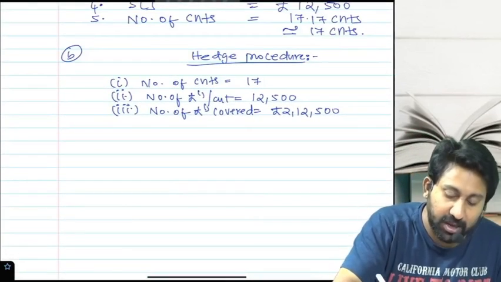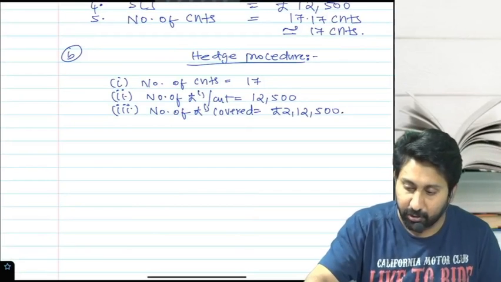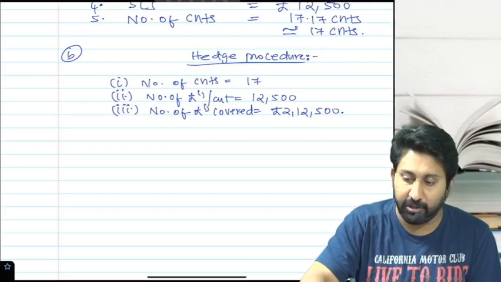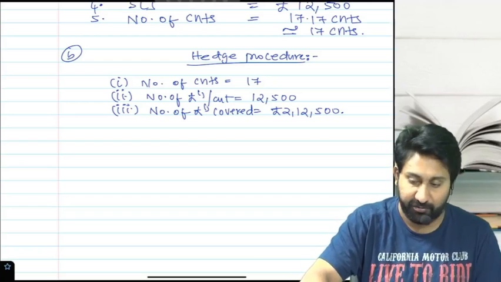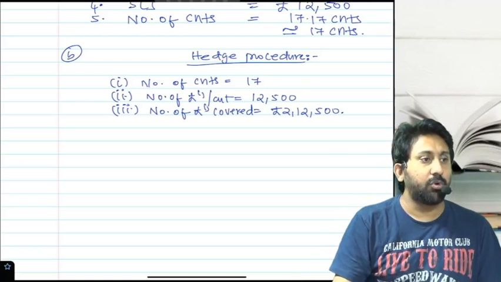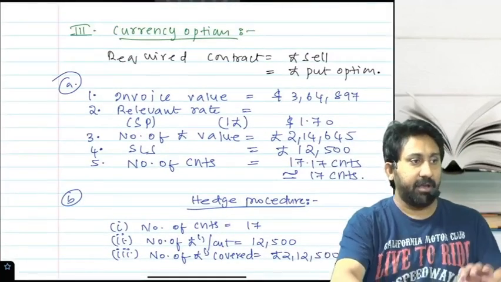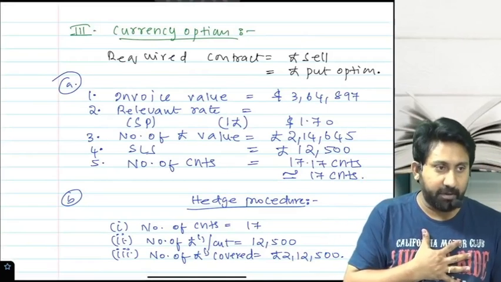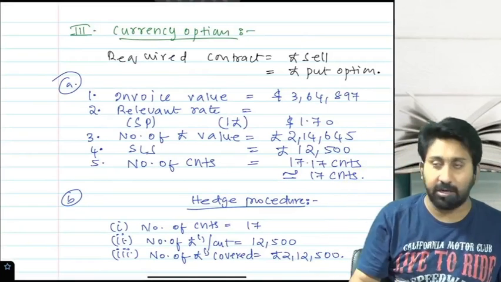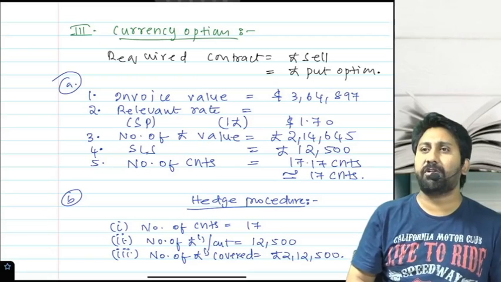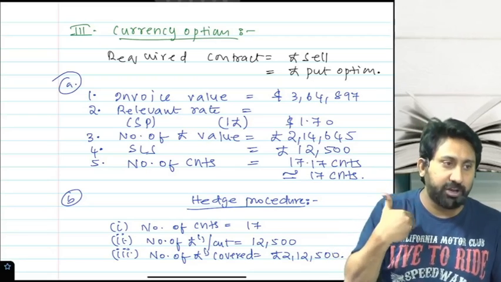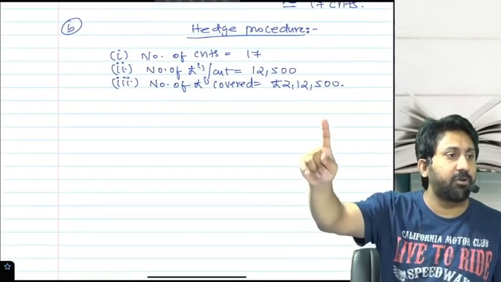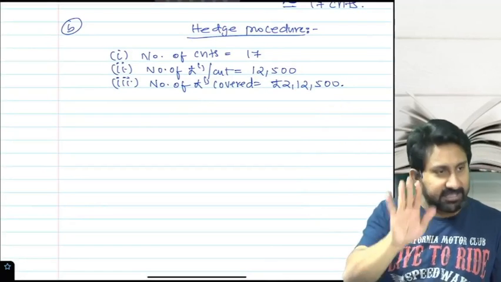So 2,12,500 pounds into 1.7 means in dollars you have to pay 361,250. In pound terms you will pay 2,12,500. I repeat once again: sir, we are UK, payment should be made in dollars. We should always state in the home currency how much my outflow is. So how much is the pound outflow? 2,12,500. Is this the final outflow?